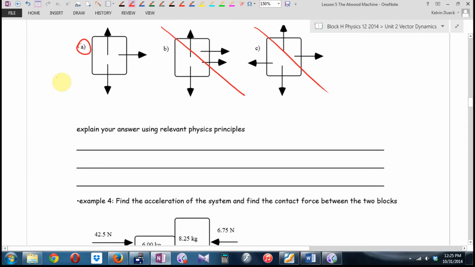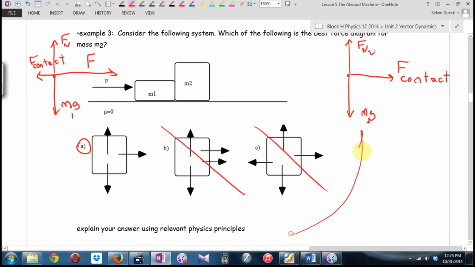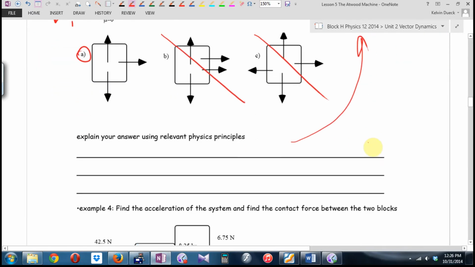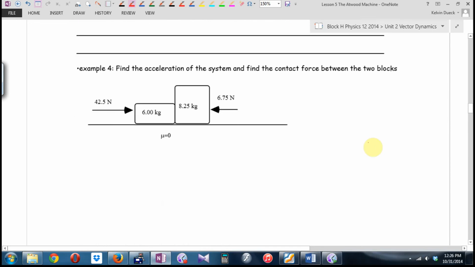Says explain your answer using relevant physics principles. You know what? It's a good free body diagram. We just did. So, this is tougher than physics 11.